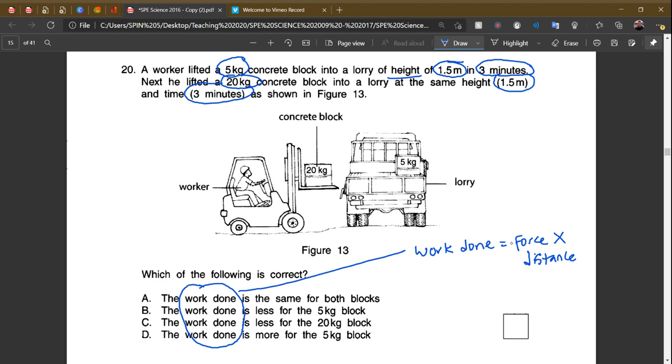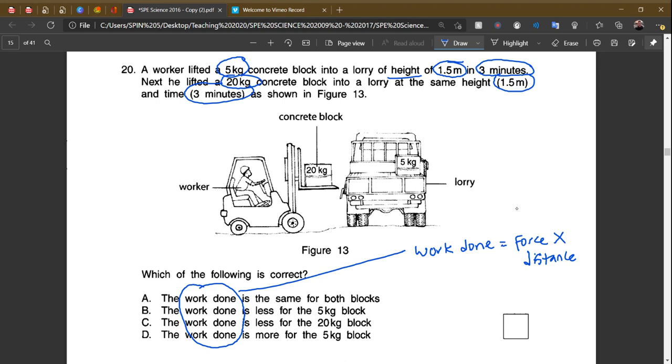For example, let's say you apply one force, but the object moves by 0. 1 times 0 will become 0. Or the other way around is also the same. If the object moved by 1 meter, but you apply 0 force, 0 times 1, the work done is still 0, because it doesn't make any sense. Work done means the work has been done, which means that it must move somewhere as a result of your force.